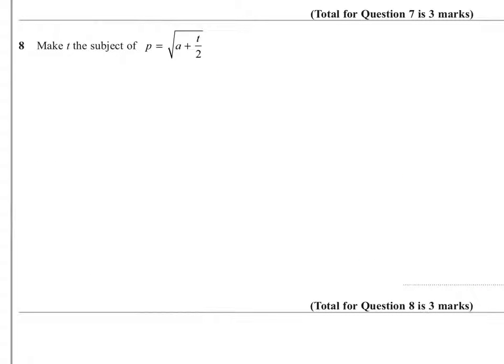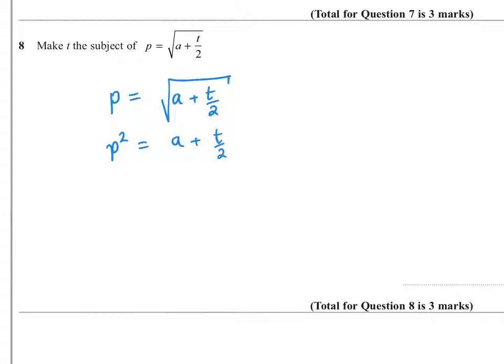Question 8. We have to make t the subject of this formula, where we've got p equals the square root of a plus t, or half of t. Now, I strongly advise squaring both sides to start with, so that would give us p squared equals a plus a half t, or t over 2.